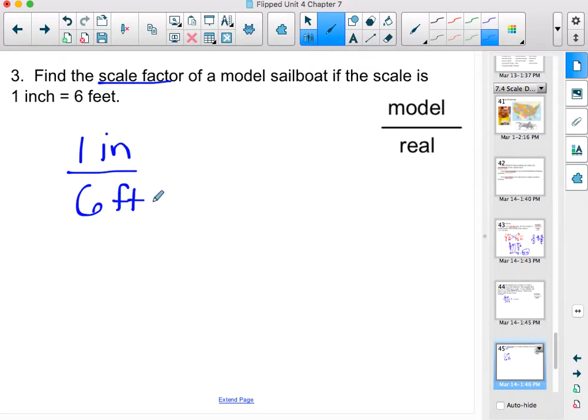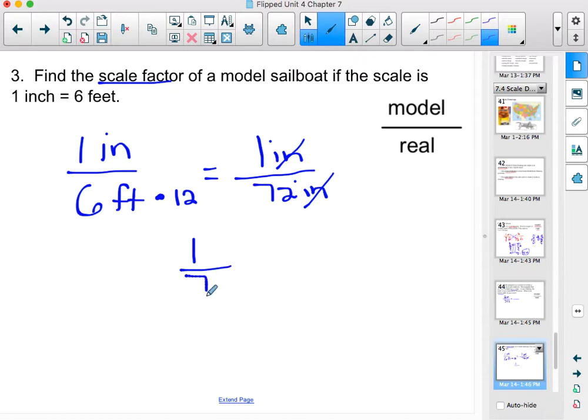So let's change our 6 feet into inches. To do that, we're going to multiply by 12 because there are 12 inches in a foot. And now we get 1 inch over 72 inches. So all we did was we converted 6 feet into inches. Now that we have this ratio, 1 inch over 72 inches, we can cancel out our inches and write our scale factor as a plain Jane ratio.